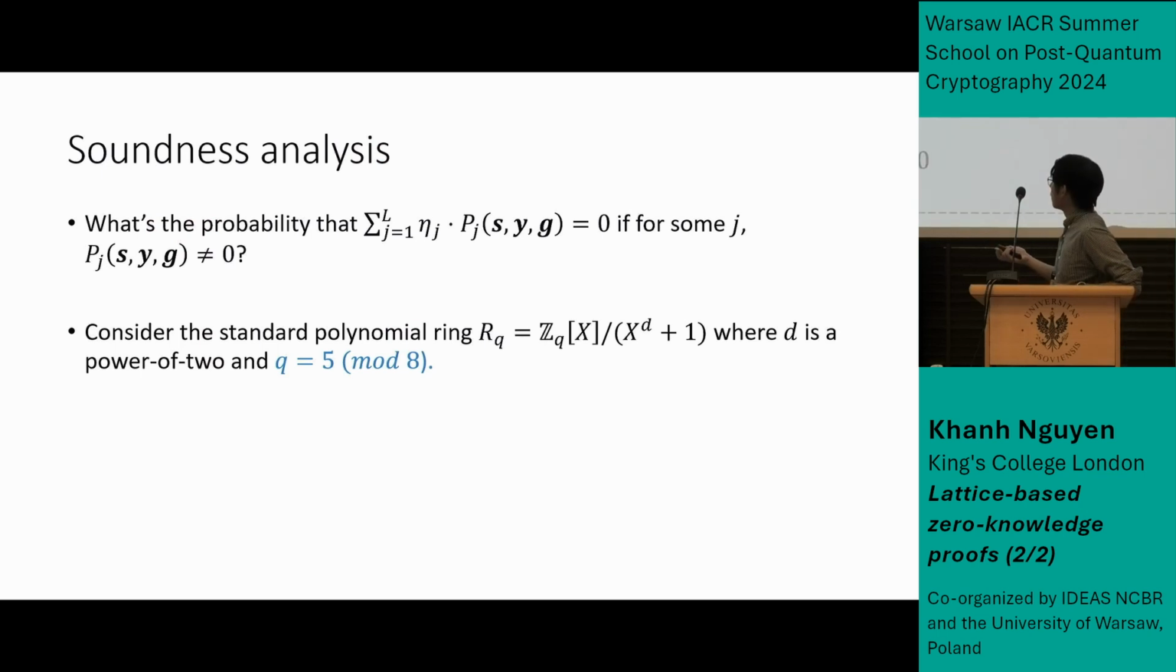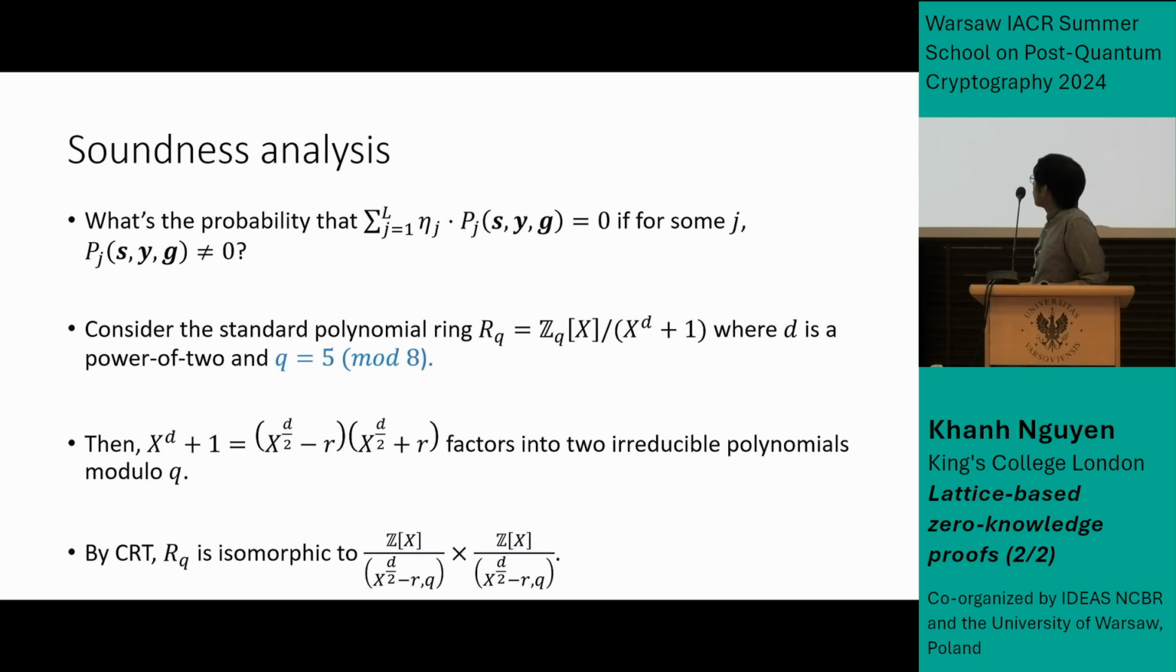Okay, so now from proving multiple quadratic equations, we end up with just one. Okay? So now what's the probability? We wanted to prove multiple quadratic equations, right? So in particular, what's the probability, if a cheating prover wants to come up with some S, Y, and G such that for one of them it doesn't hold, that we end up with the linear combination being 0 for random coefficients mu j, if one of the equations doesn't hold.